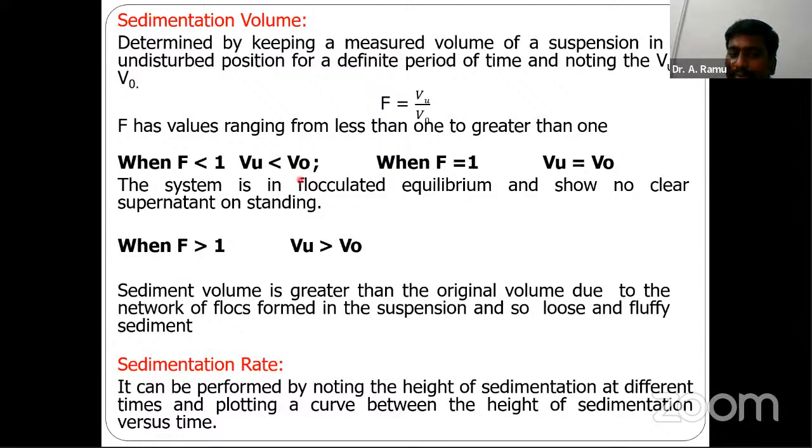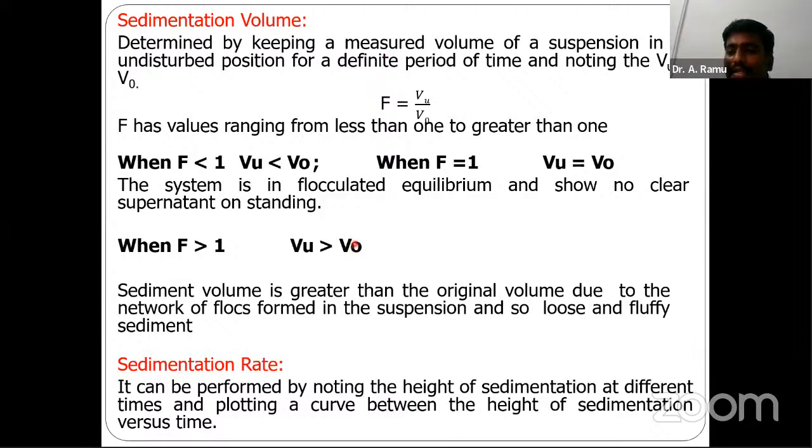Whenever the F value is equal to 1, the system is in flocculated equilibrium and does not show any clear supernatant liquid on standing. Sometimes the F value will be less than 1. In this case, the particles will be settling, where the volume of sediment is less when compared to the original volume of the suspension. And sometimes we may observe an F value greater than 1, which indicates that the sediment volume is greater when compared to the originally placed suspension volume.